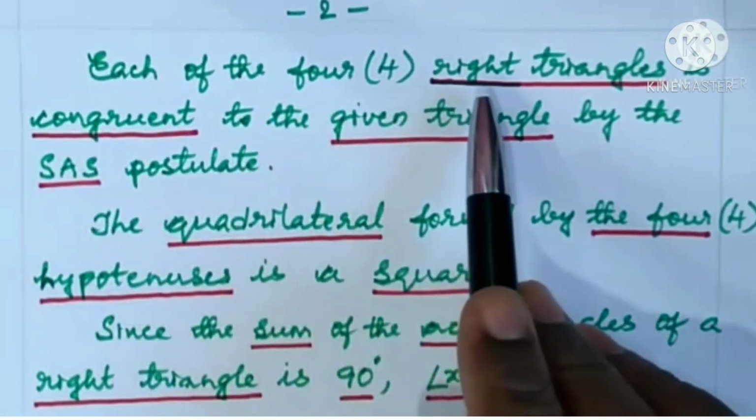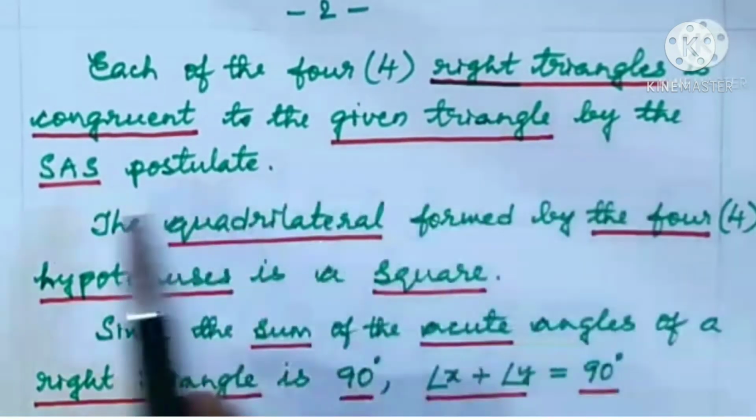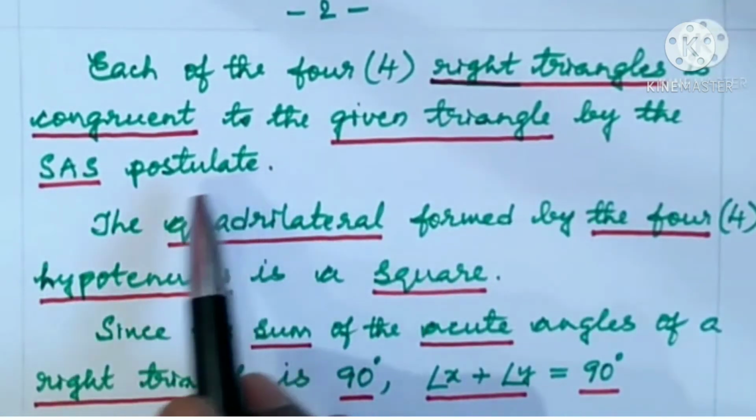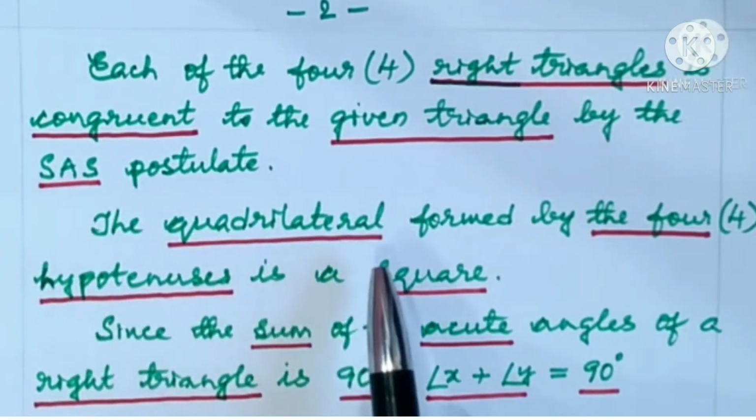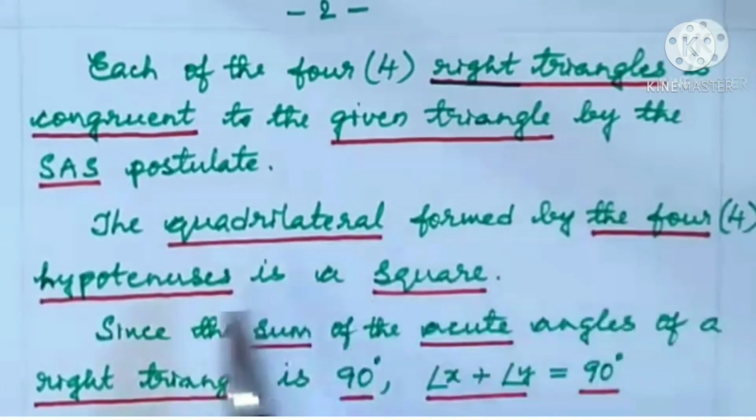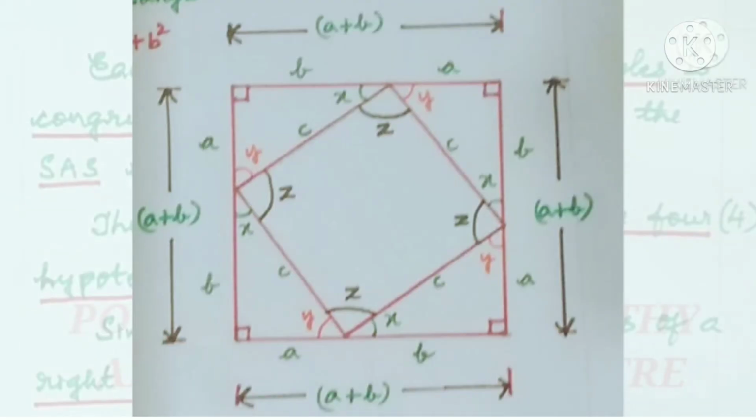Each of the 4 right triangles is congruent to the given triangle by the SAS postulate. Side, angle, side. The quadrilateral formed by the 4 hypotenuses is a square. You can observe that in the figure.